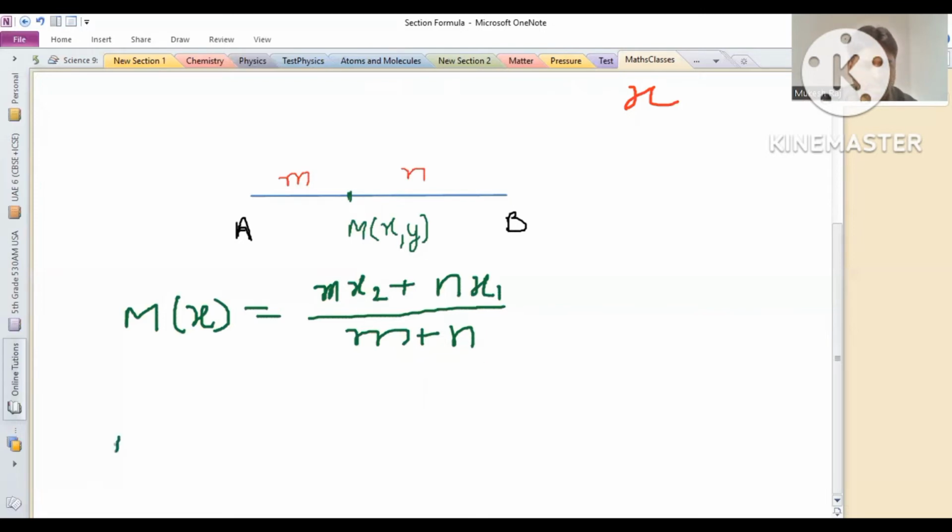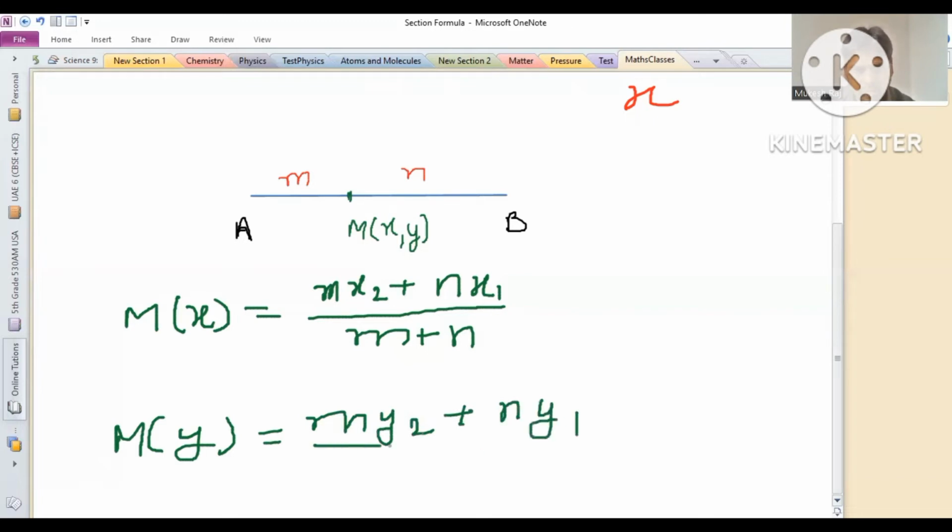Similarly, we can very easily find out the value for the coordinate y. We have already found out the abscissa. Now we need to find out the ordinate value, that is m y2 plus n y1 upon m plus n. This is the formula that we can apply and get to the result.